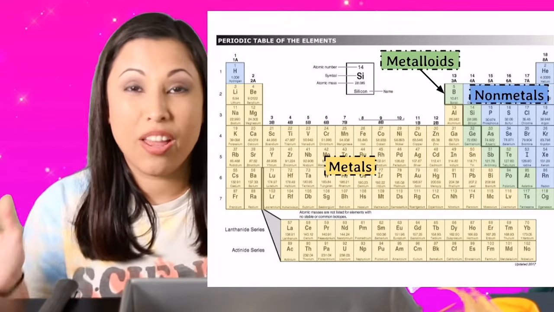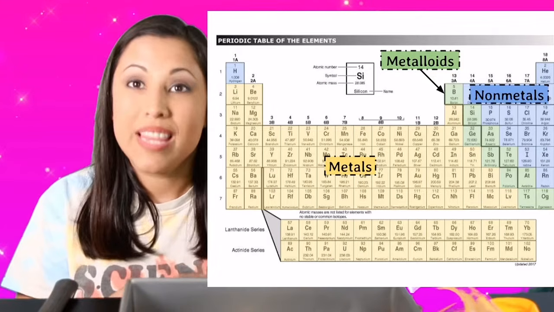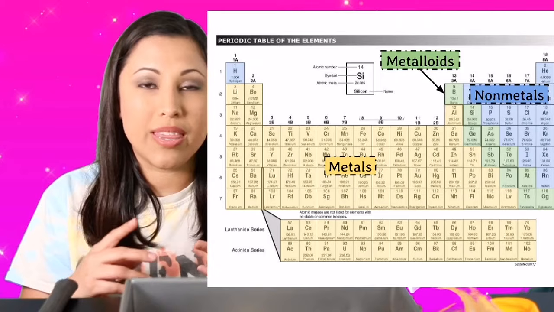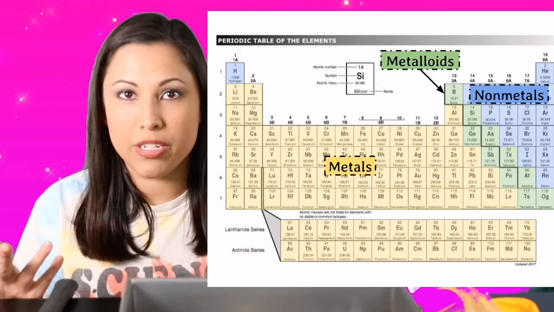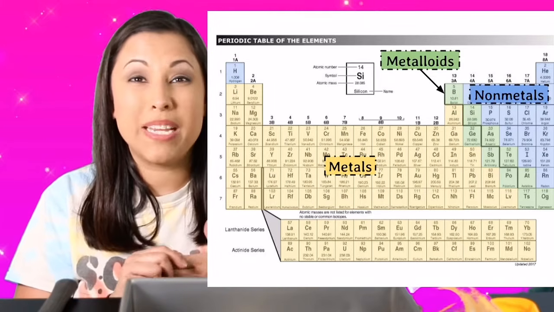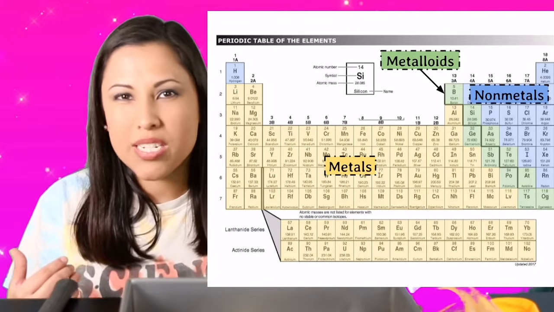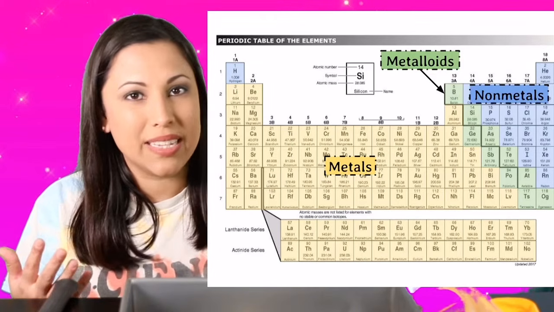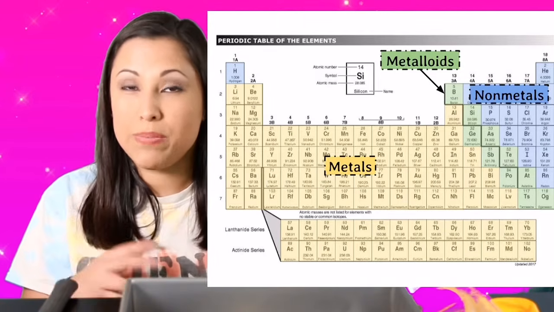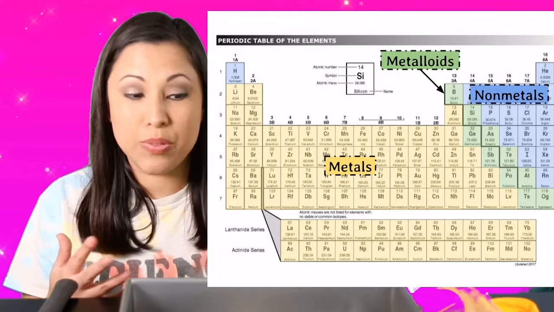So if we take a look on the other side of the periodic table, the nonmetals, then we know that they are mostly gas at room temperature, but they can be solid. They're going to be dull, not shiny like our metals, and they're poor conductors, or what we call insulators. They're also brittle, which means they break easily, as we saw with our sulfur.